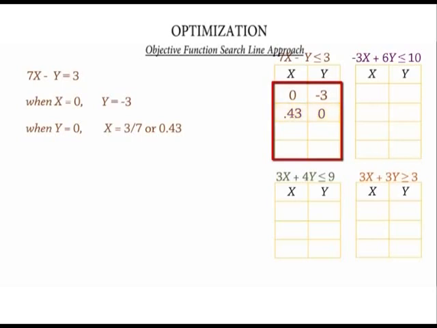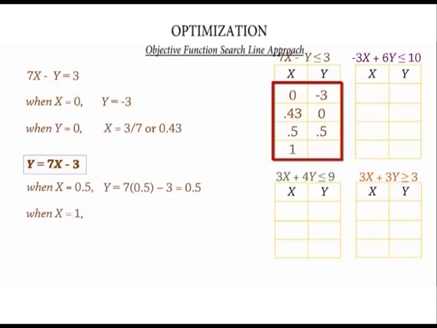To make it easier to find useful points, let's rewrite the equation in terms of y. Y is equal to 7x minus 3. We can use trial and error to find better points. When x is 0.5, y will be 0.5. And when x is 1, y will be 4.